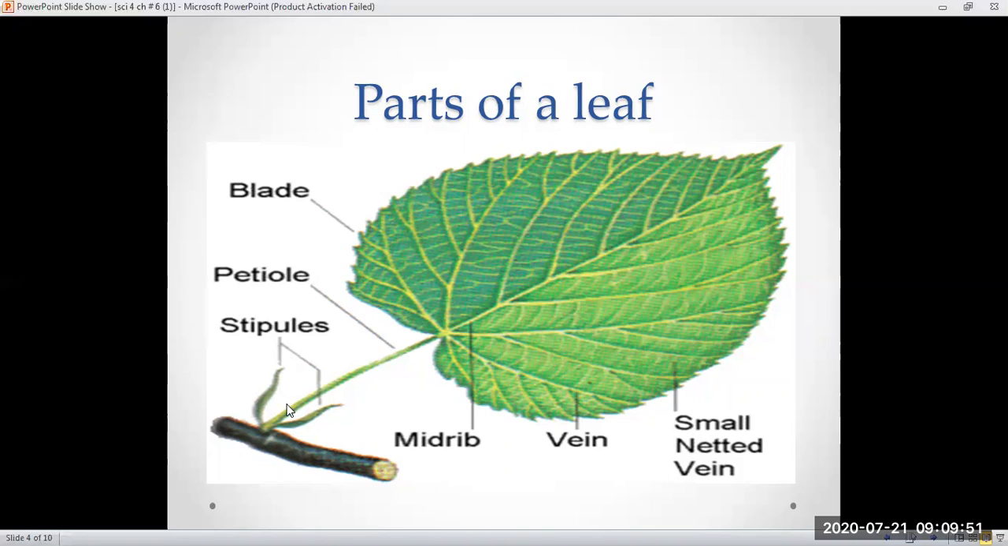After the petiole you can see small structures, these are known as the stipules. Then the main vein, where the petiole joins the leaf, in the middle of the leaf, is known as the midrib. From this midrib many small veins grow further. These are known as the small veins.